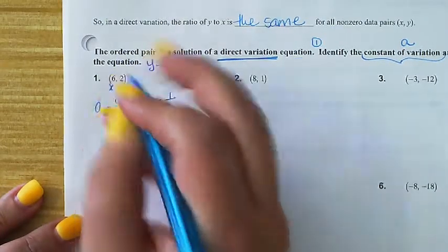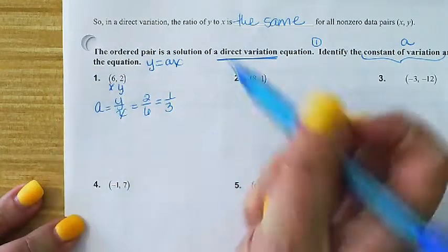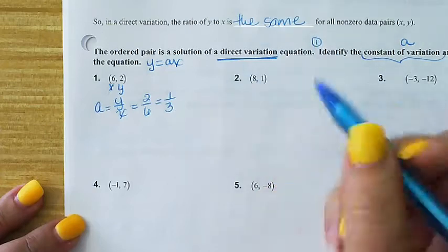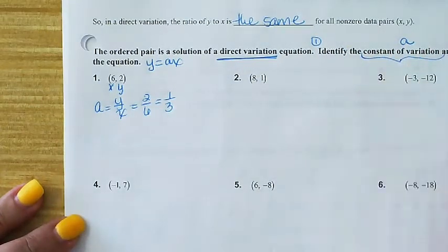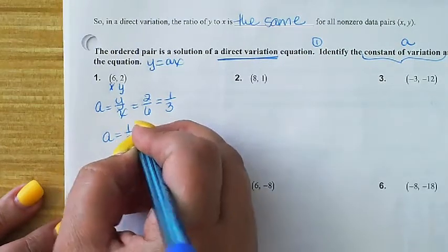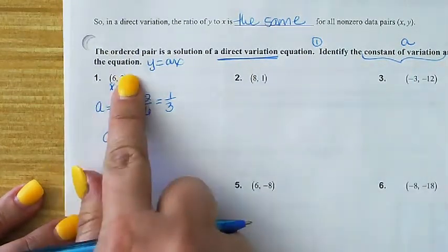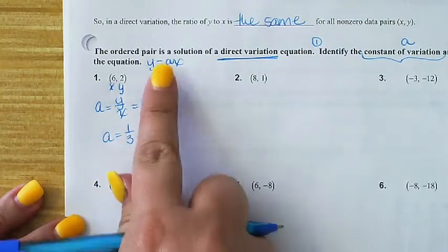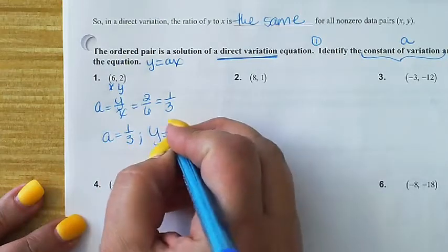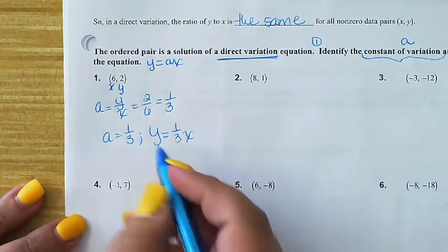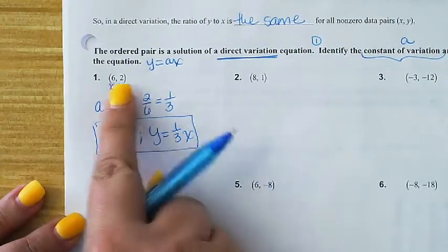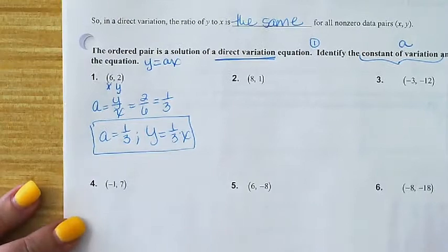Well, it gives us 2 over 6. You just literally put this guy on top of that one. So it gives us 2 over 6, which simplifies to 1/3. So for part 1, identify the constant of variation. Well, the constant of variation is 1/3. Part 2, write the equation. Not a big deal. All we're going to do is put that 1/3 right there where the a goes. So our equation would be y equals 1/3 x. That's it. This is the direct variation equation that would have given us that input-output pair.